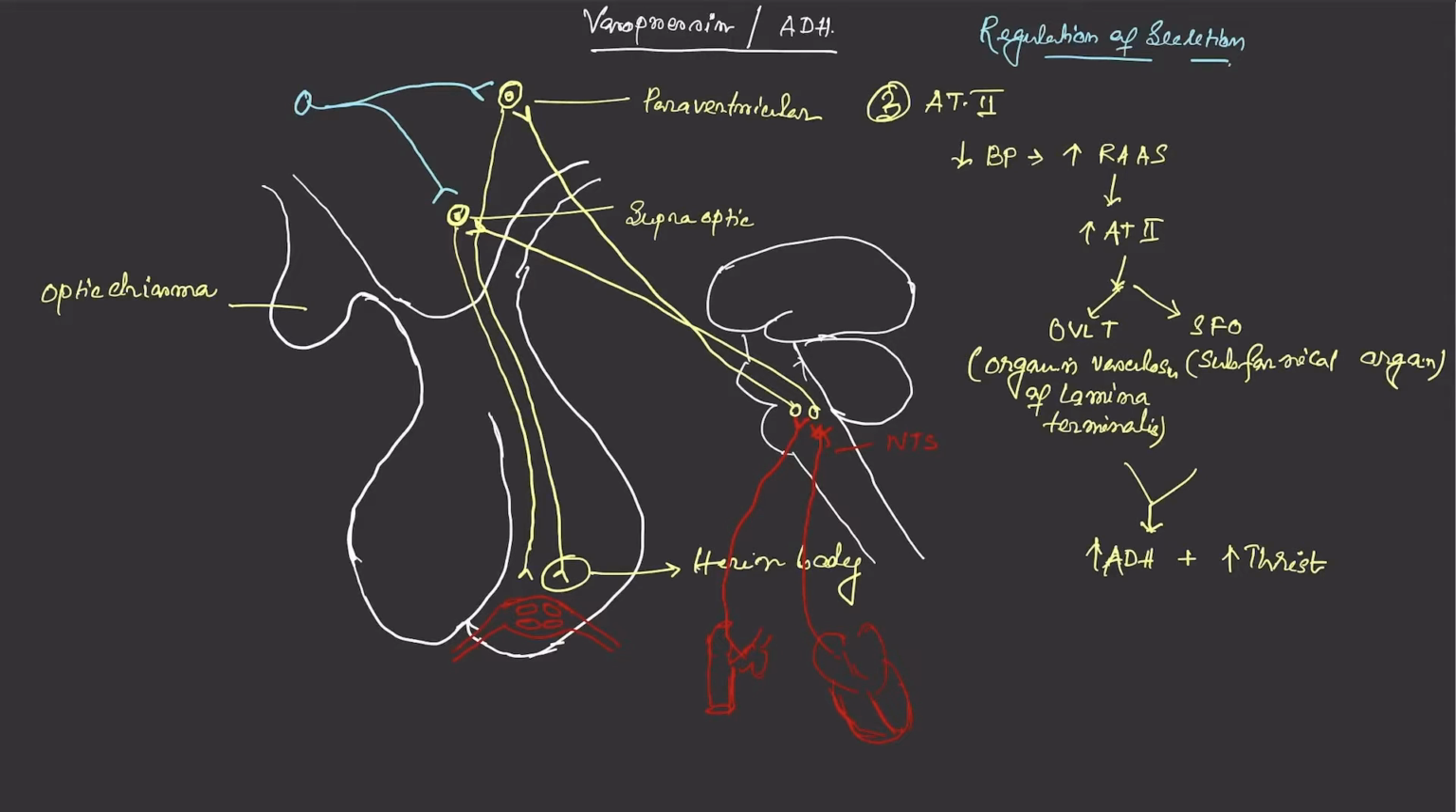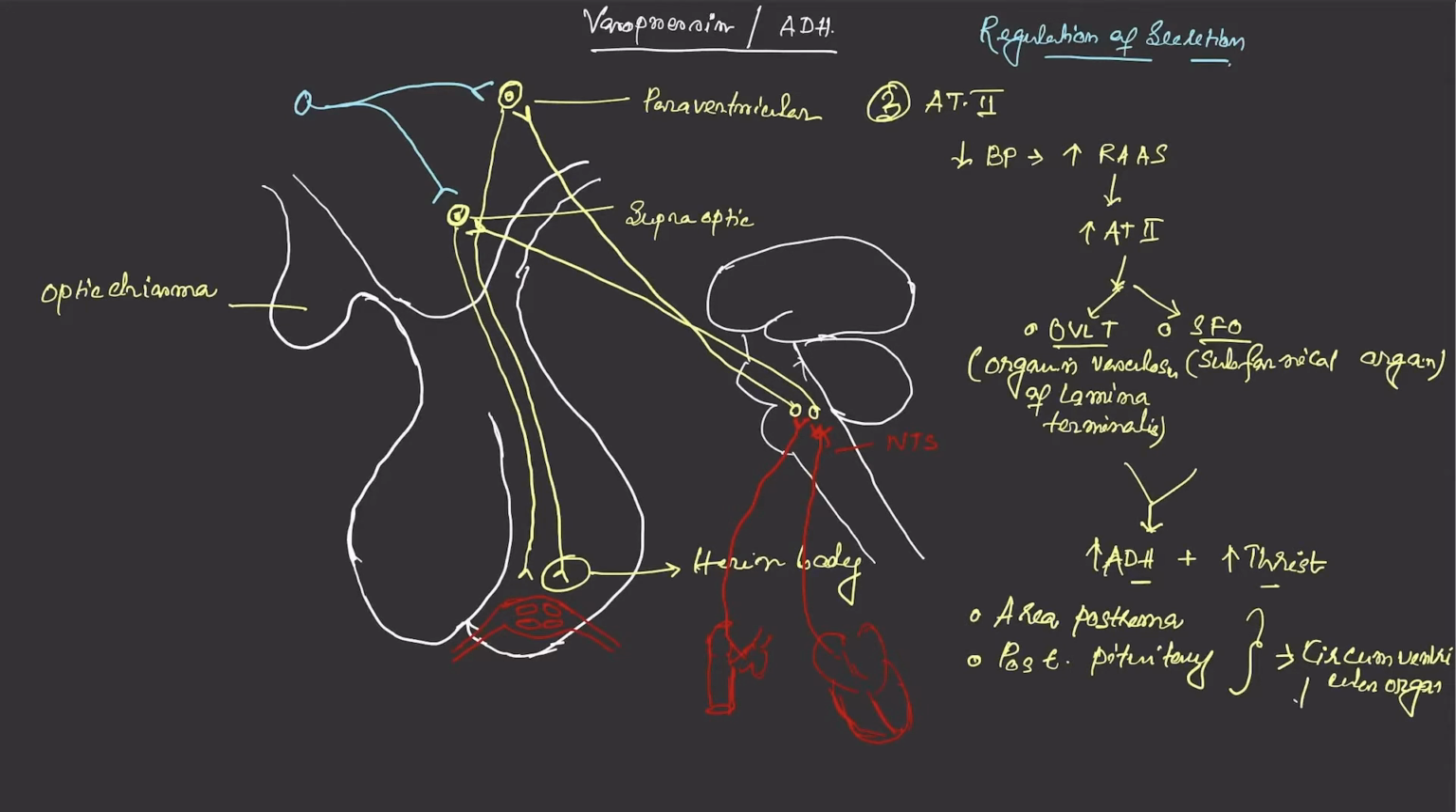Now this OVLT and SFO, along with two other structures, the area postrema and the posterior pituitary, form the circumventricular organs. These organs remain outside of the blood-brain barrier. So any change in the systemic vessels will also affect these structures as they are located outside the blood-brain barrier.